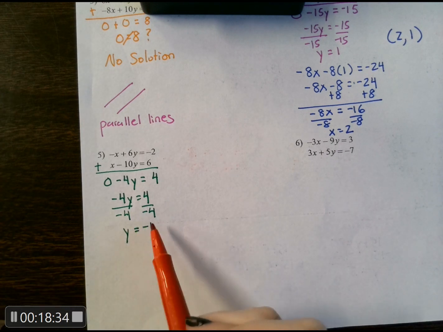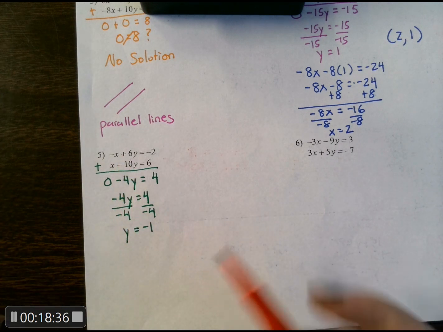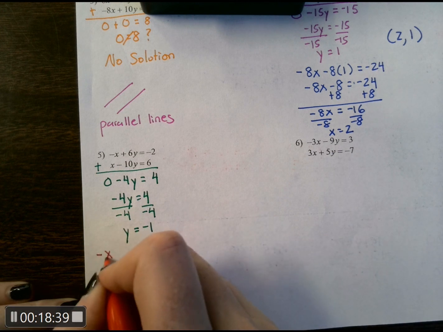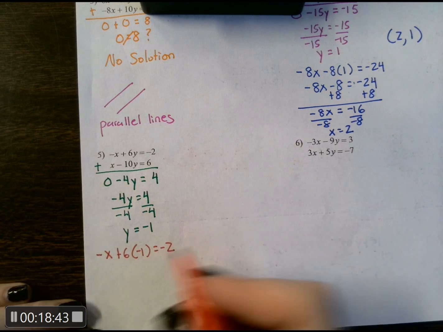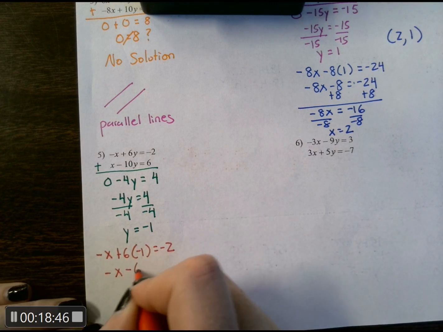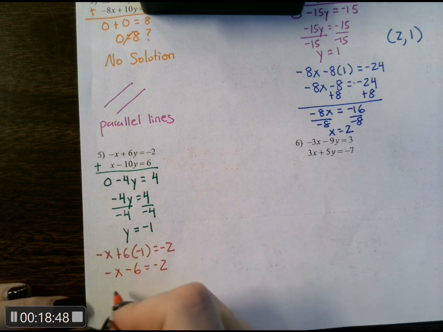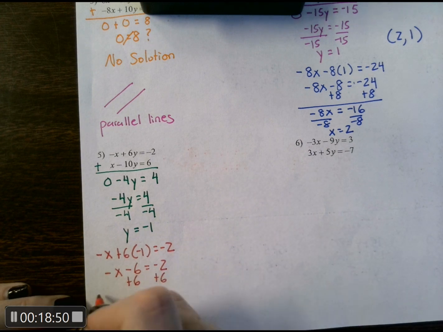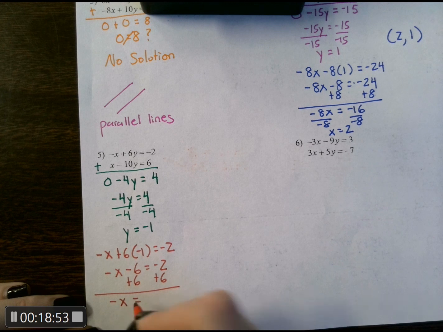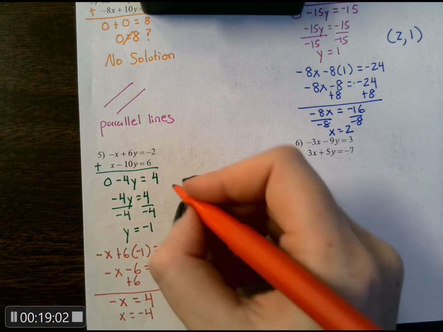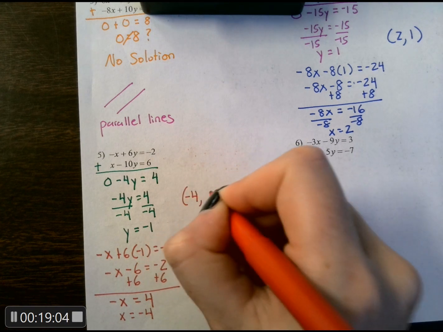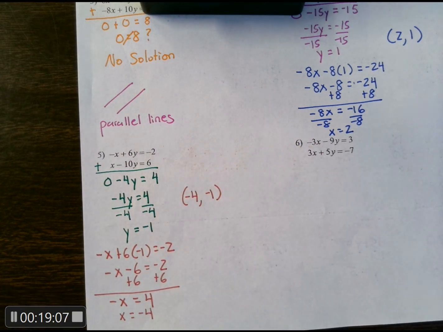Then we are going to substitute our -1 into one of these equations for y. So I have -x plus 6 times -1 equals -2. -x minus 6 equals -2. We're going to add 6 to both sides. So -x equals +4. But remember, I can't have a -x. So I just need to change my signs. So then for this problem, we have -4, -1.